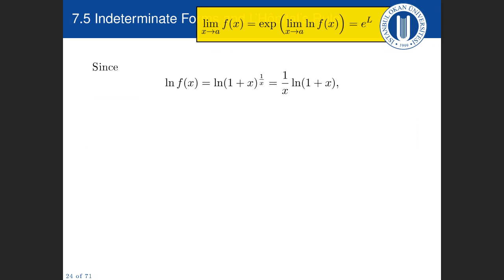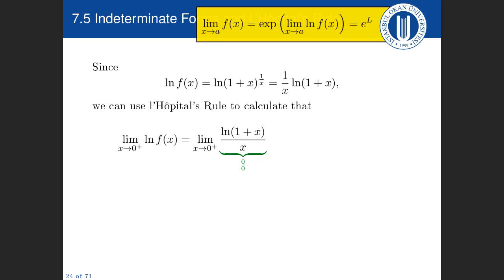So we're looking at ln of f of x. That's ln of (1 plus x) to the power 1 over x. The power 1 over x we can take down in front of the ln. That's the same as 1 over x times ln of (1 plus x). And we want to calculate the limit as x tends to 0 from the right of this function. But this function would give us 0 divided by 0 if we replace x by 0.